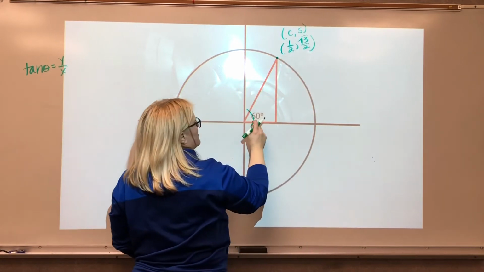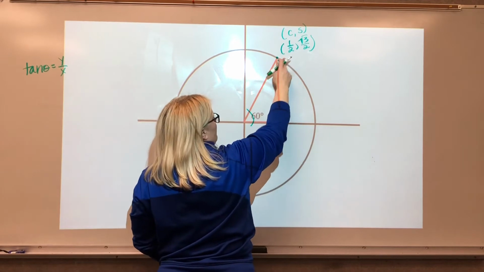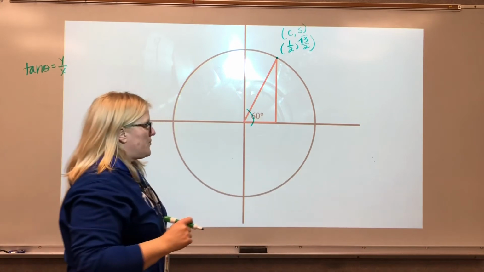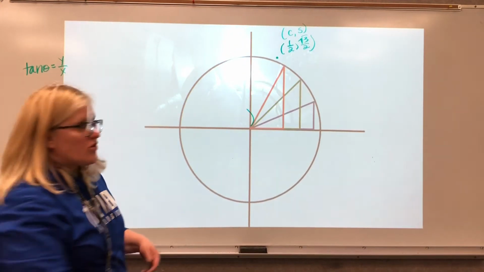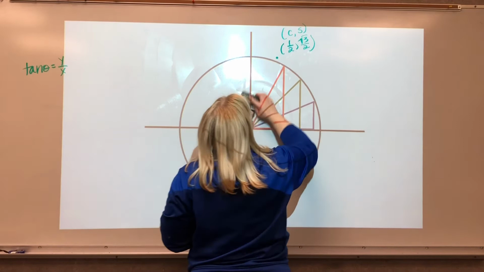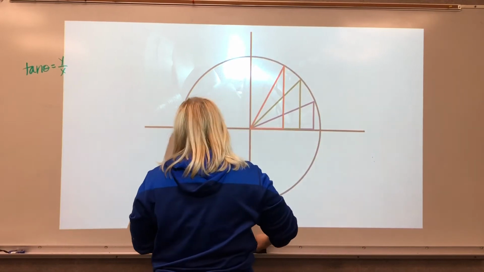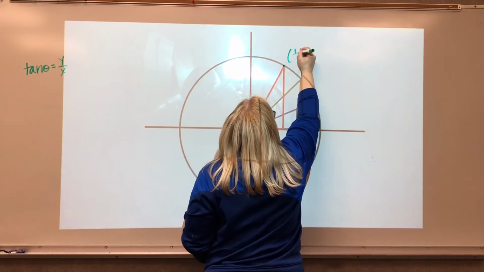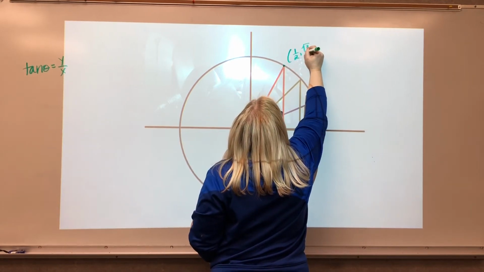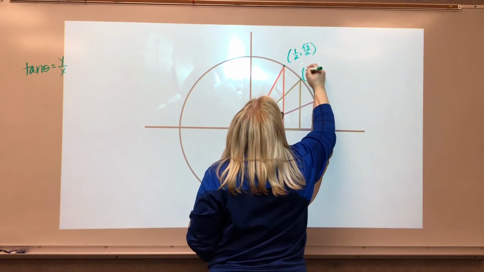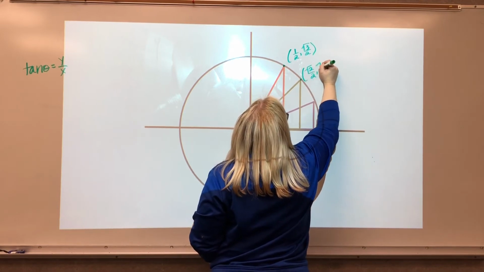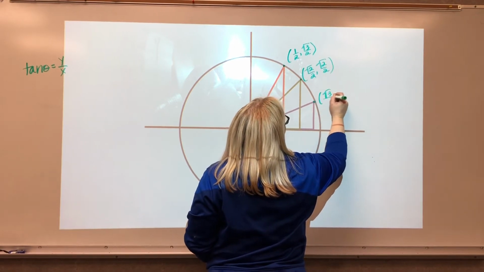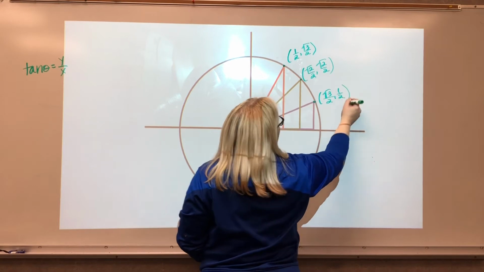So the cosine of 60 degrees is 1/2. The sine of 60 degrees is the square root of 3 over 2. And if I put all of these triangles into one circle, this becomes 1/2, square root of 3 over 2. This is square root of 2 over 2 and the square root of 2 over 2. And this is the square root of 3 over 2 and 1/2.